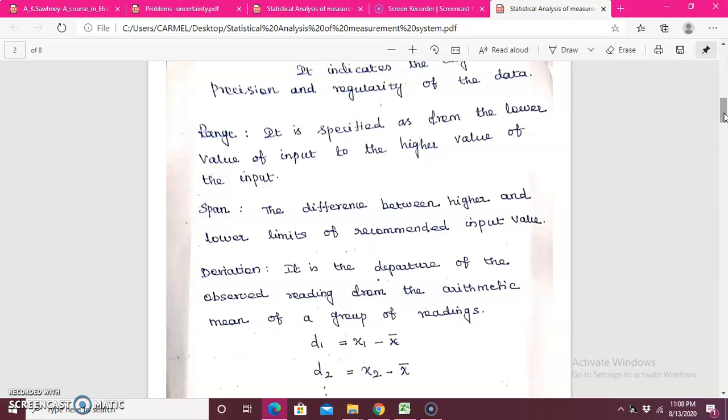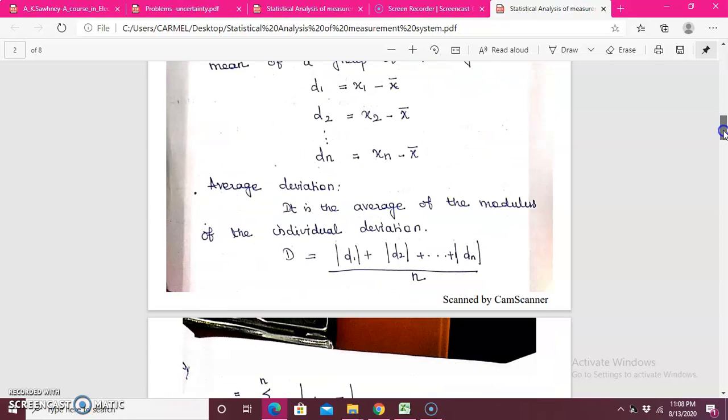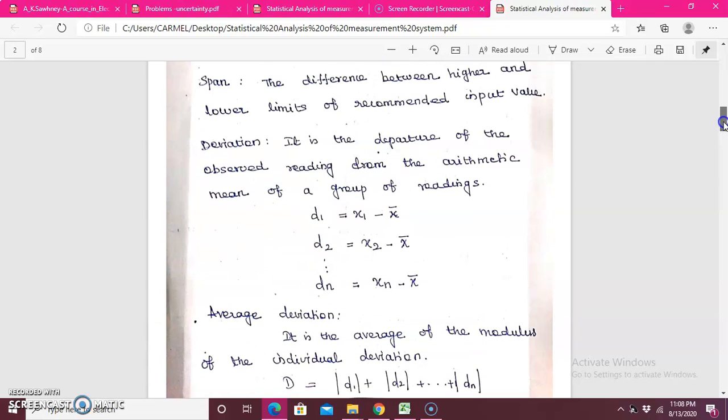Both are different. Next one is about the deviation. That is nothing but departure. That means the difference between the observed value and the arithmetic mean. Because x bar you can calculate through all the observations. But for deviation, you subtract the single observation from the arithmetic mean. That is what deviation talks about.